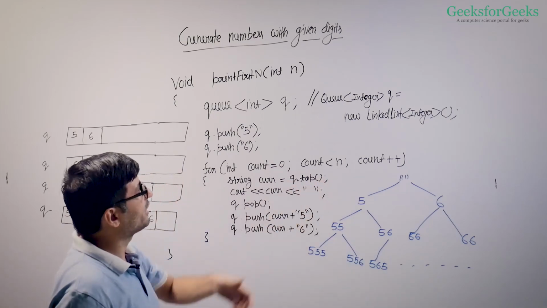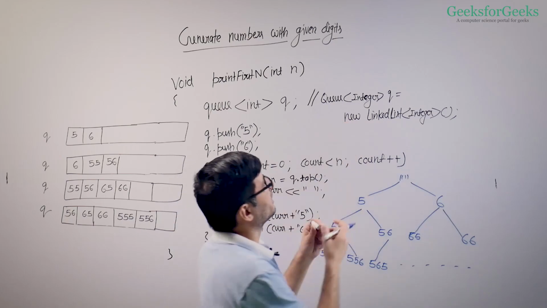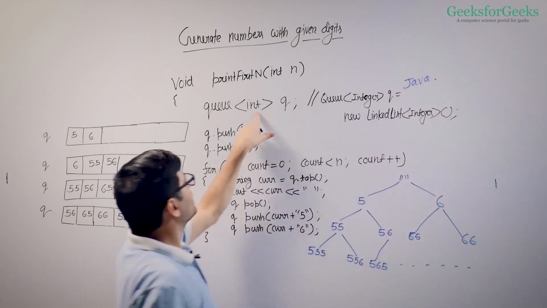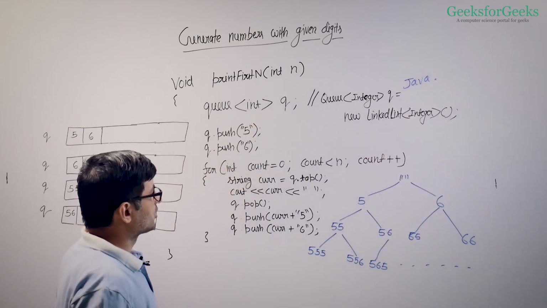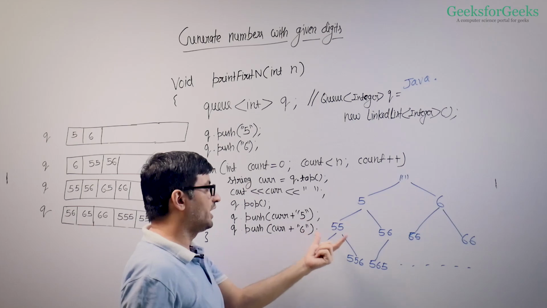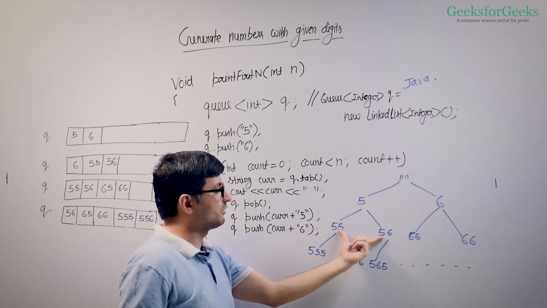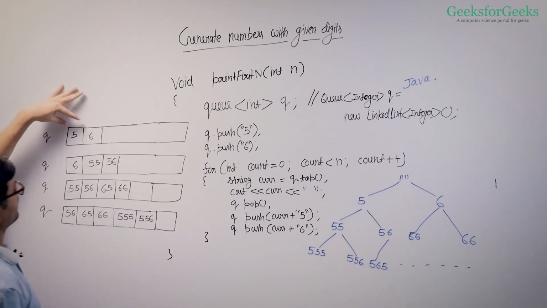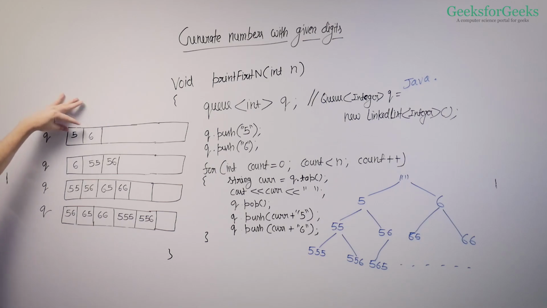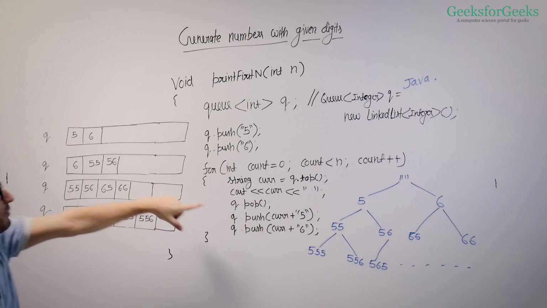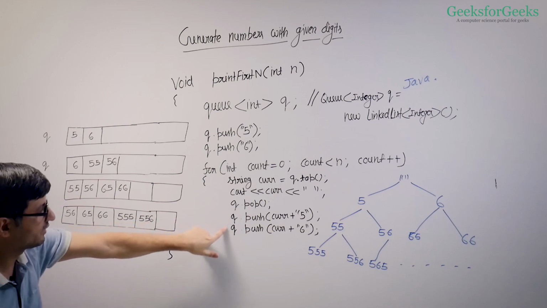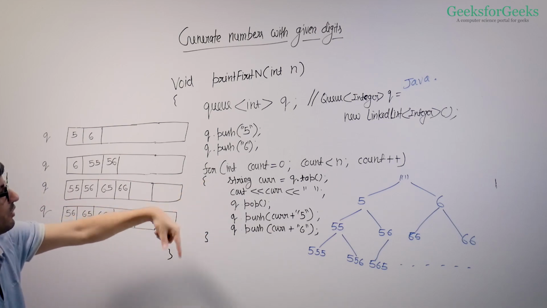Also in Java, we create a linked list this way. This is Java syntax of creating a linked list, right? This is how you create it in C++. So once you have popped 5, you will append 5 and 6 to it, and you will enqueue them. So they are now in the queue. Initially your queue has 5 and 6. Then you dequeue 5. You remove 5 from the queue by calling pop operation. Then you enqueue 55 and 56 in these 2 lines, right? Then you run the loop again.